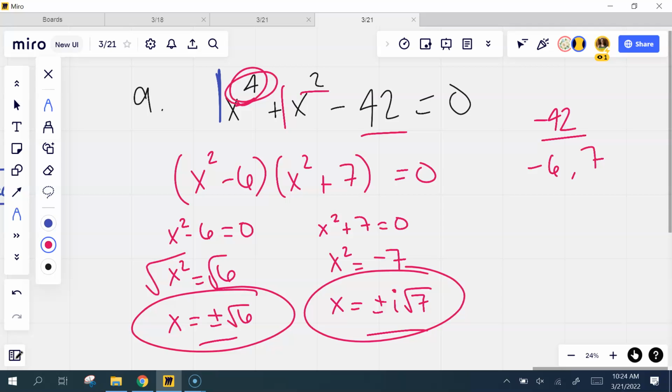What do you think? It's all right. Let's do number 14.